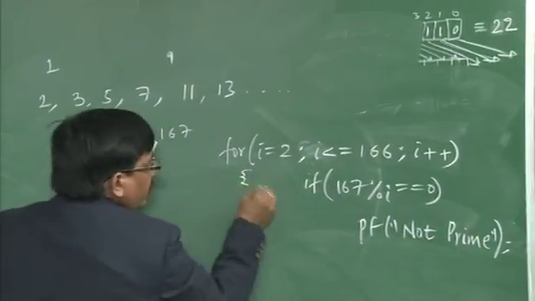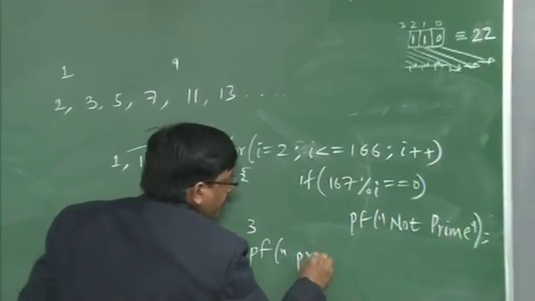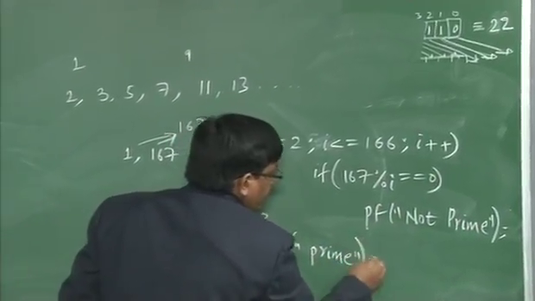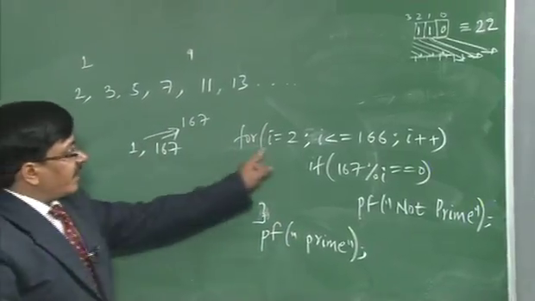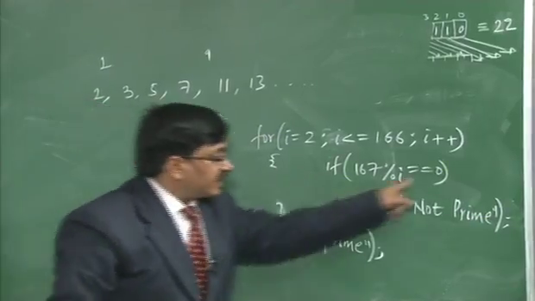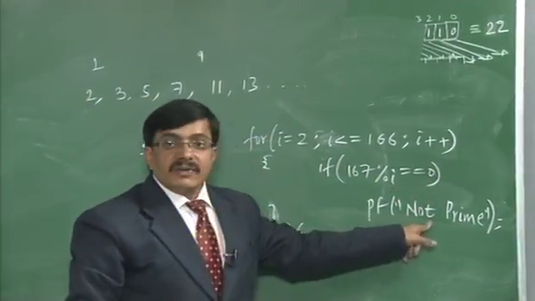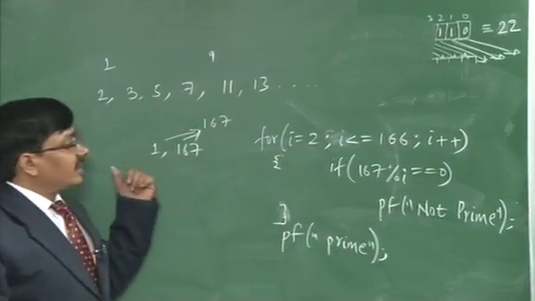Fine. When I come out of this loop, I can print prime. I am just writing P here for our understanding. Now, what exactly is the logic here? When i is equal to 2, I will check whether 2 divides 167 or not. If I get the remainder 0, I can declare that it is not a prime, because we have some other number which can divide 167 apart from 1 and 167.